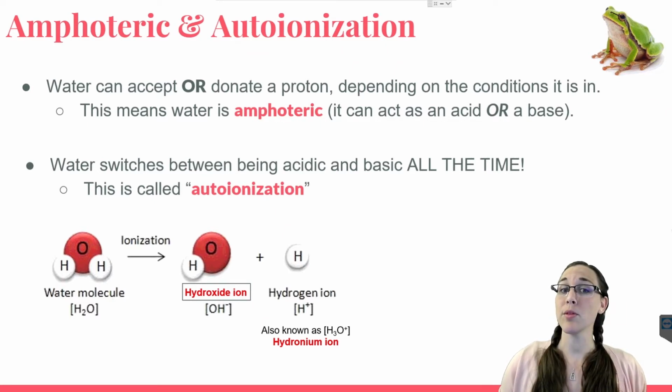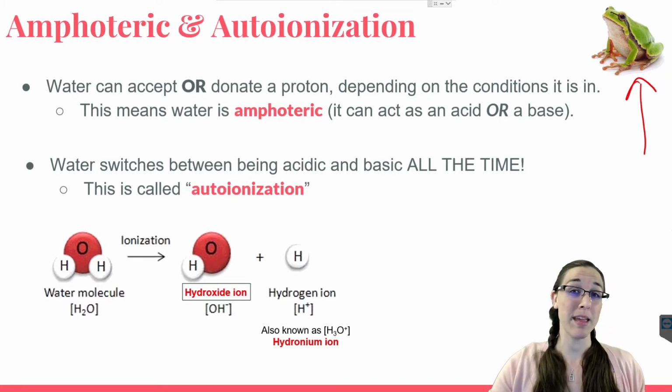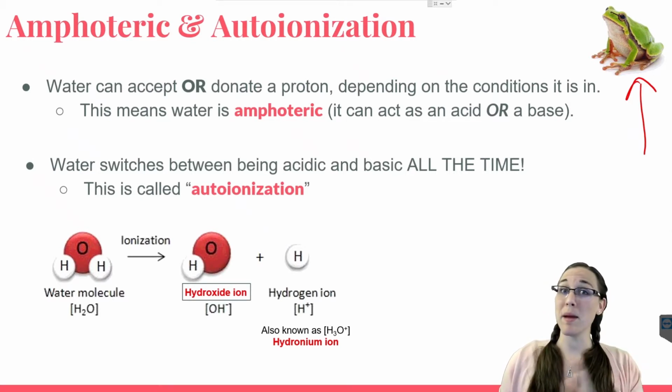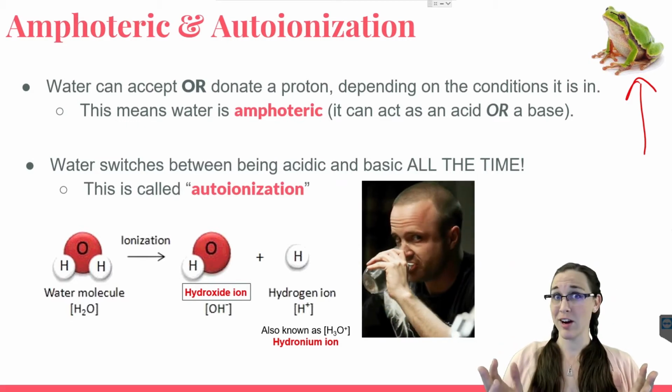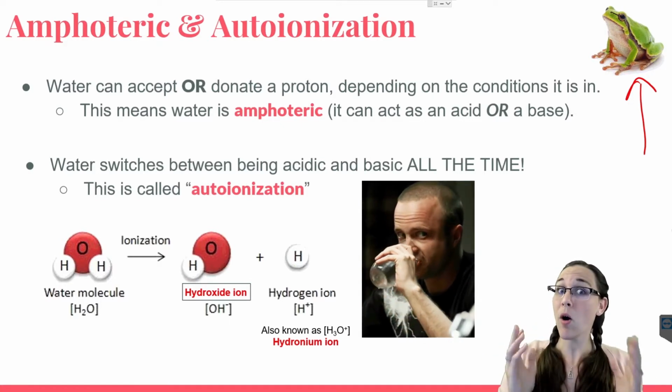You can remember the word amphoteric like amphibian. An amphibian can be both on land and sea, just like water, being amphoteric, can act both as an acid and a base. It does this by switching between acidic and basic properties all the time. So that glass of water you're drinking out of your hydro flask, that water in there is literally both acidic and basic all the time.